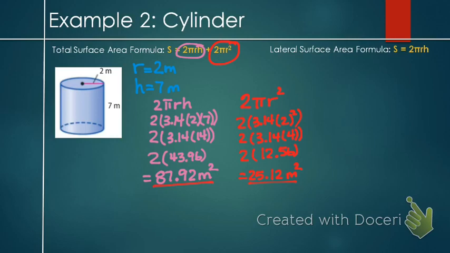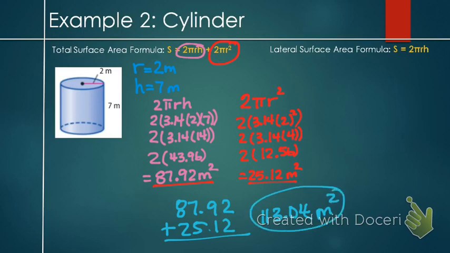Okay, so we have our 2 totals. It's total surface area, and in our formula it says we need to add the 2. So I'm going to add 87.92 plus our 25.12. Okay, we get 113.04 meters squared. Hopefully I did that right. Make sure you check my work.